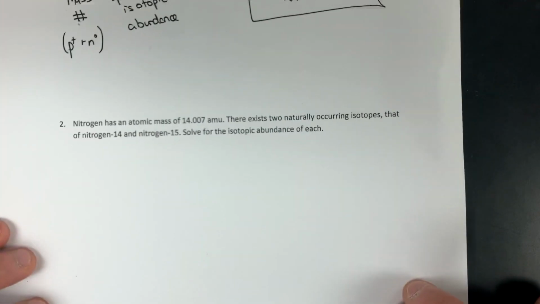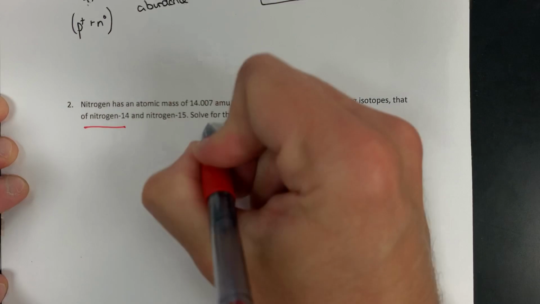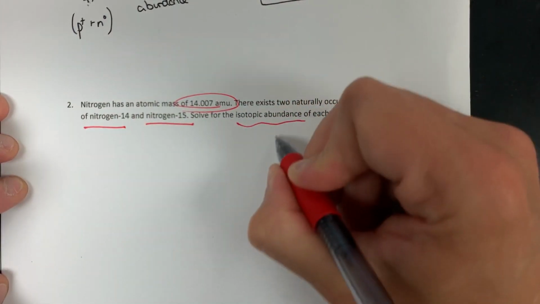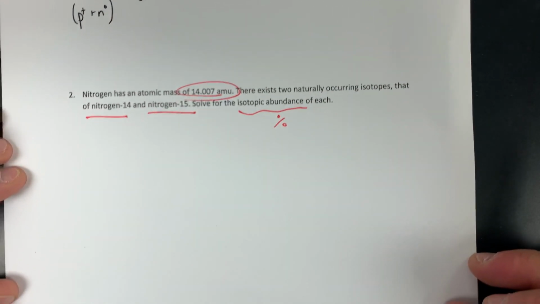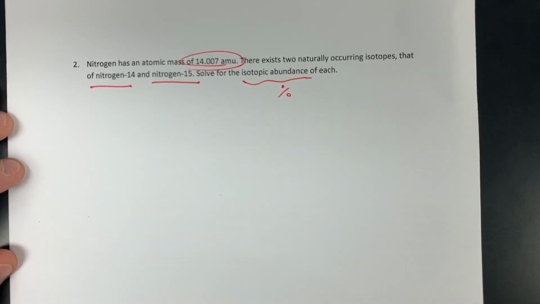Moving on to question 2. Nitrogen has an atomic mass of 14.007 AMU. There exist two naturally occurring isotopes, nitrogen-14 and nitrogen-15. So we'll keep this in mind: there's 14, there's 15, here's the overall atomic mass. We're trying to actually solve for the percentages of each. So, a different strategy, but the same content. Let's write down what we know.